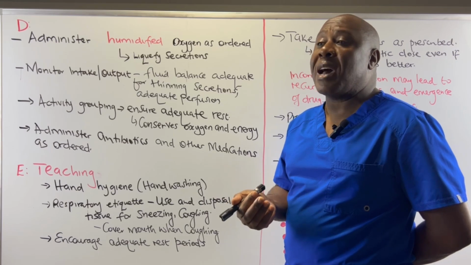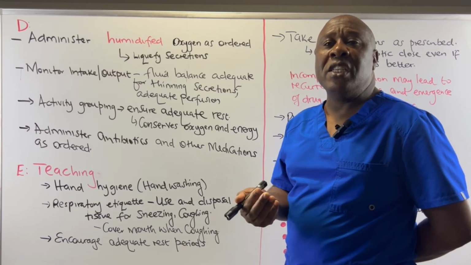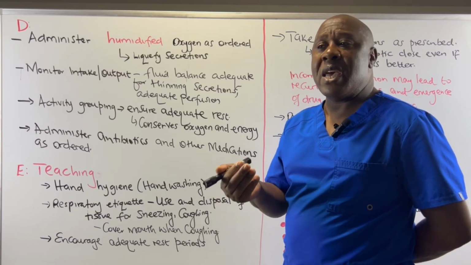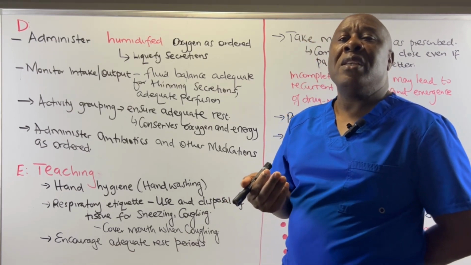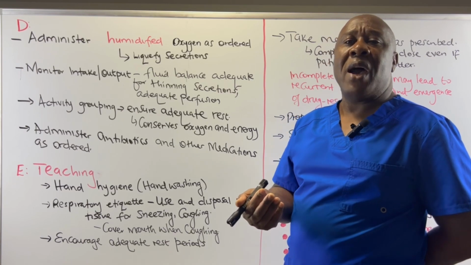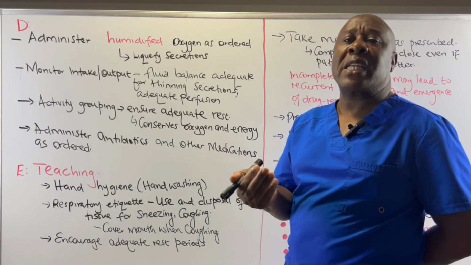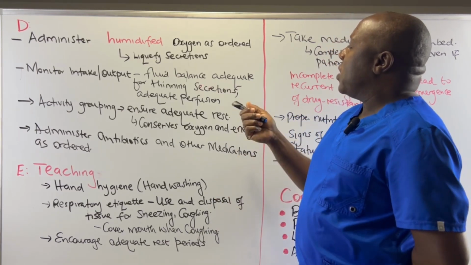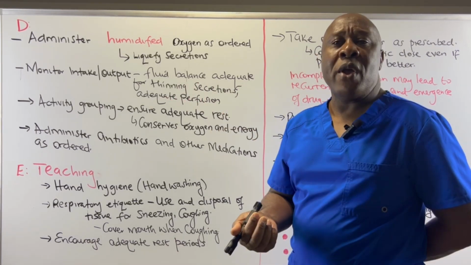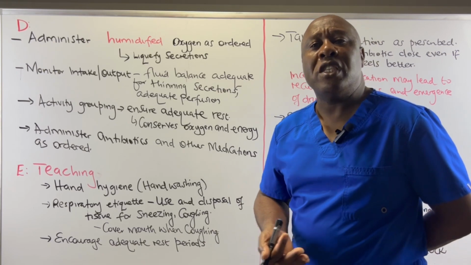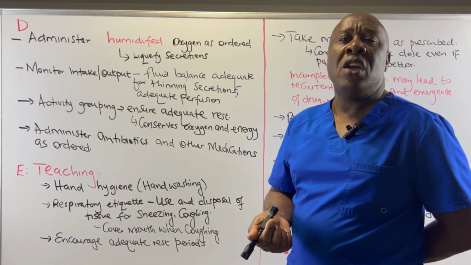Remember, when the secretions are very thick, it's not easy to expectorate them. But when they have got adequate fluid in their bodies, then the secretions are thin and they become very easy for expectoration. Number 2, the adequate fluid balance helps with adequate perfusion. We are going to have blood volume which is required to move the oxygen within the body.